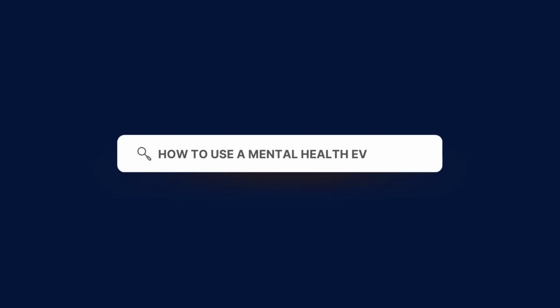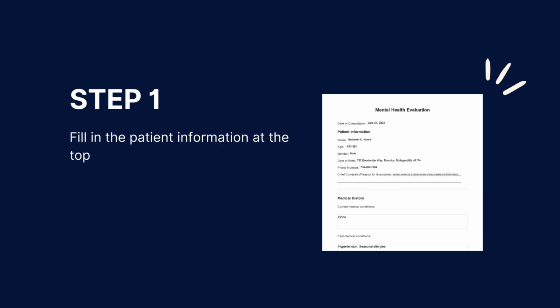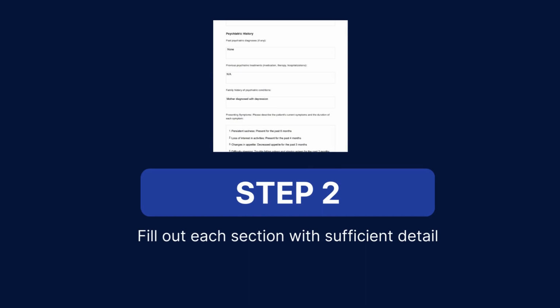Here's how to use a mental health evaluation. The first step is to fill in the patient information at the top. You'll then need to fill out each section with sufficient detail.